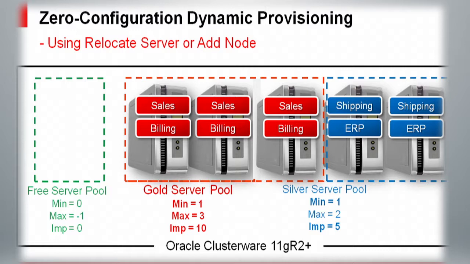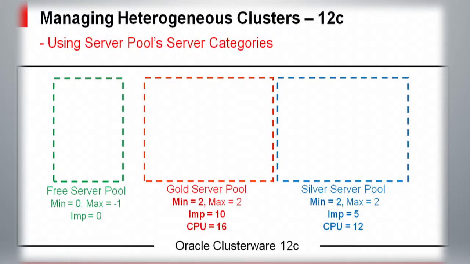Another real critical issue is when we are dealing with evolution of hardware. Many customers have different versions of hardware, and they want to be able to make use of them in a heterogeneous cluster. Well, in 12c, we introduced this capability by actually giving you the concept of categories. You can actually gate server pool membership by specifying a category for the actual server.